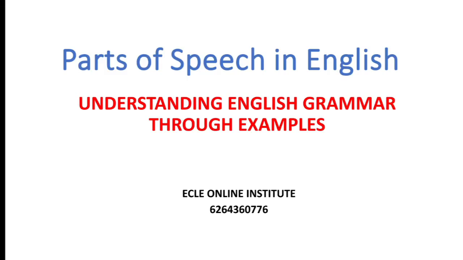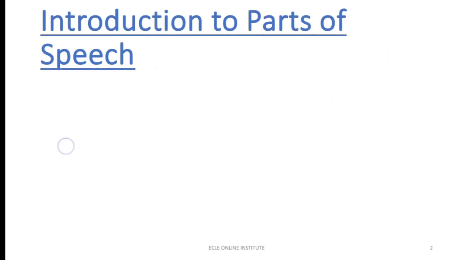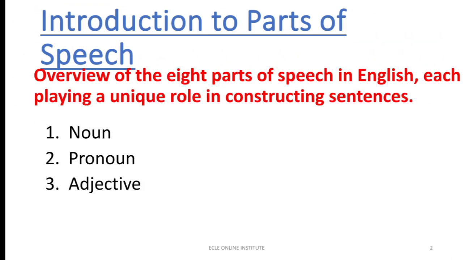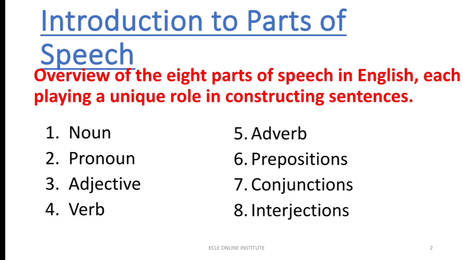Today in this lesson, we will learn about parts of speech in English. So let's get started. Understanding English grammar through examples, we know that parts of speech is very important for us. So let's learn what parts of speech are. Here is an overview of the 8 parts of speech in English, each playing a unique role in constructing a sentence. First is noun, pronoun, adjective, verb, adverb, prepositions, conjunctions, and interjection.